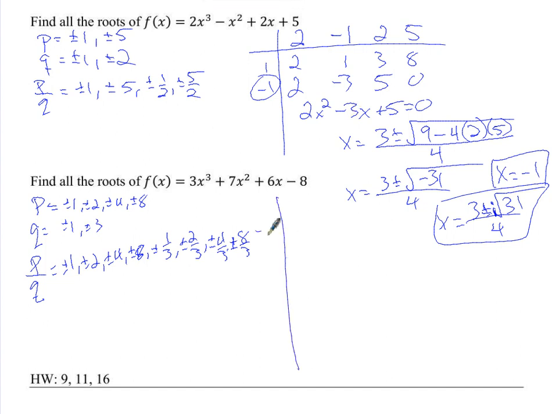So we'll skip over the trial and error and just make our table 3, 7, 6, negative 8. And apparently negative 2 works. So the 3 comes down, negative 6 plus 7 is 1. Negative 2 plus 6 is 4. 4 times negative 2 is negative 8. Plus negative 8 is negative 16. Negative 2 does not work.